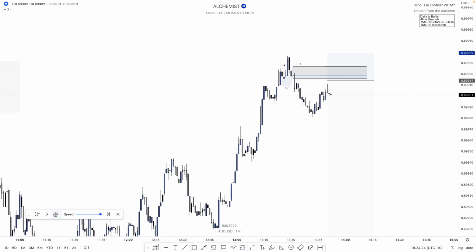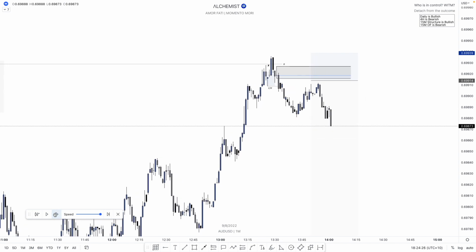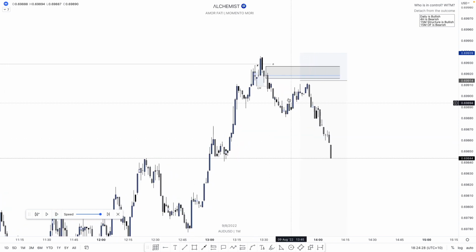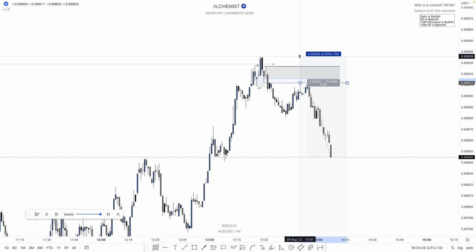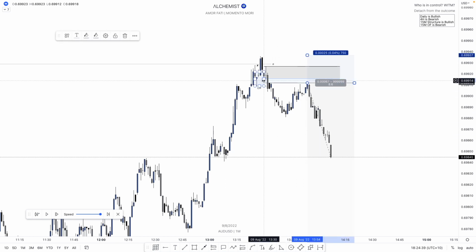Oh, sorry, it was actually this whole POI that I wanted to be trading off of. That's why the 2.5 pips was supposed to cover this. There we go. So with this here, you play the open of the whole range.